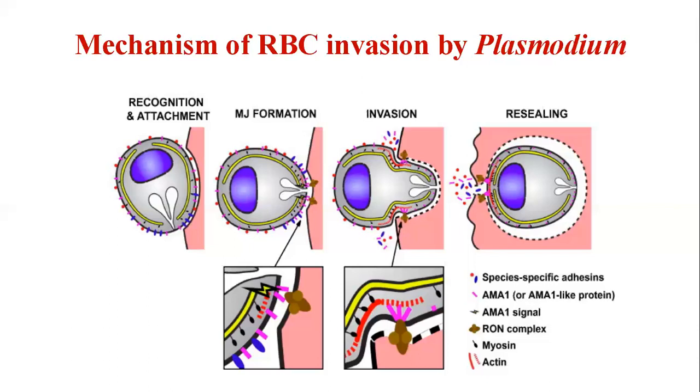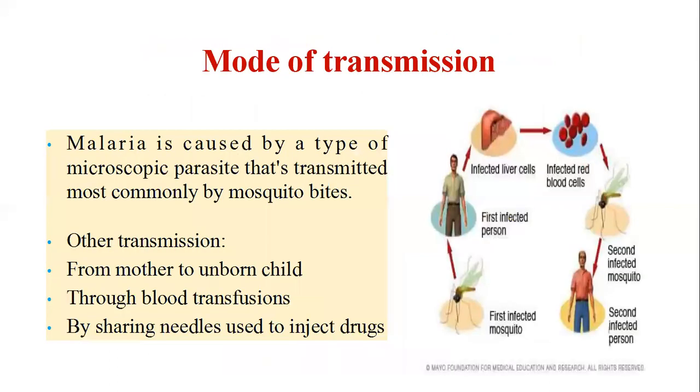So this is how the RON complex, the AMA protein, and the myosin motors are dragging the merozoite within the red blood cells. So this is the mechanism. There are several mechanisms; this is one of the mechanisms of RBC invasion by Plasmodium species that I'm showing here.